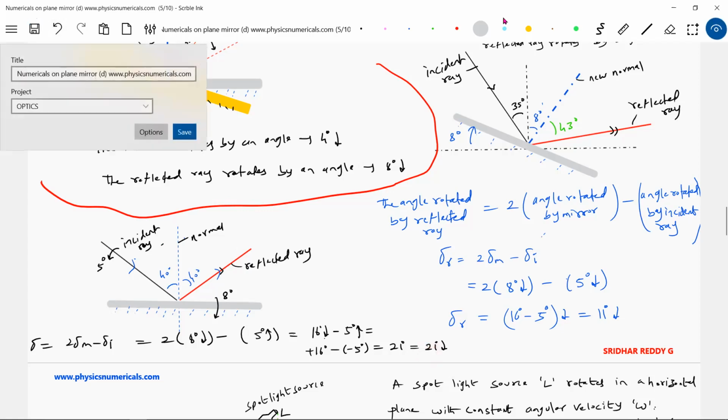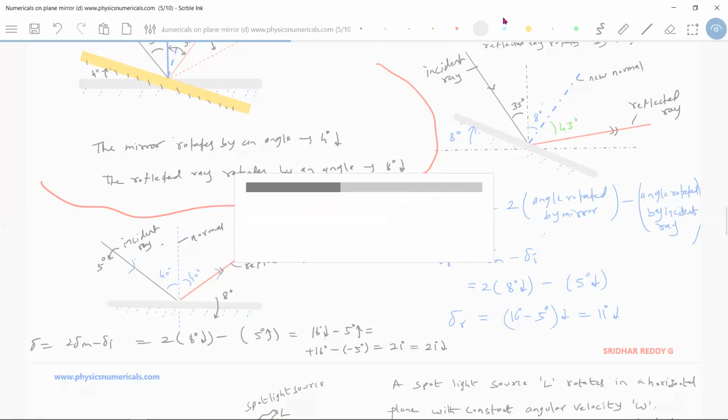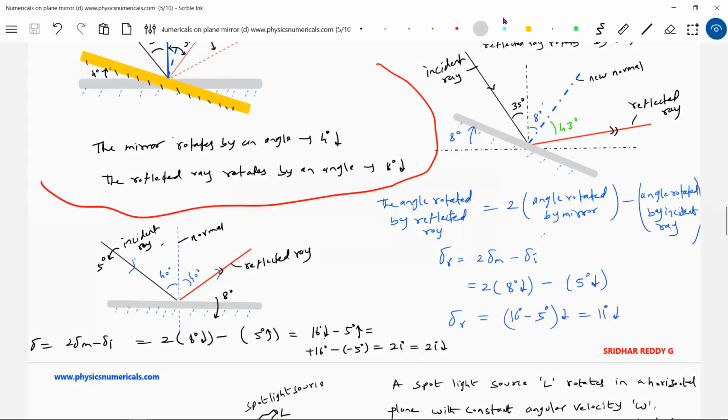Both the mirror and the incident ray can rotate in the same sense or in the opposite sense. If I take clockwise as positive, then counterclockwise should be negative. That's why the negative sign is introduced here. You should really be careful about this. So from where has the negative sign come? For clockwise, we took positive.